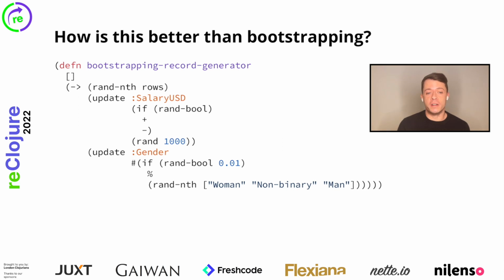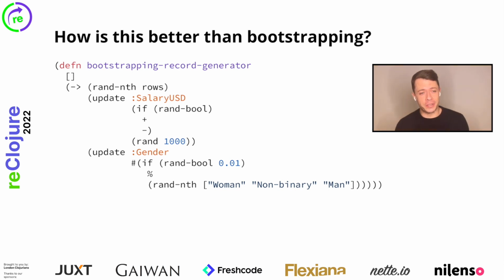We add noise to numerical values by adding or subtracting some small randomly chosen number. And then we add noise to categorical values by randomly selecting a different category some small percentage of the time. Now, I'm no data scientist, but I can see some data science challenges to this approach.